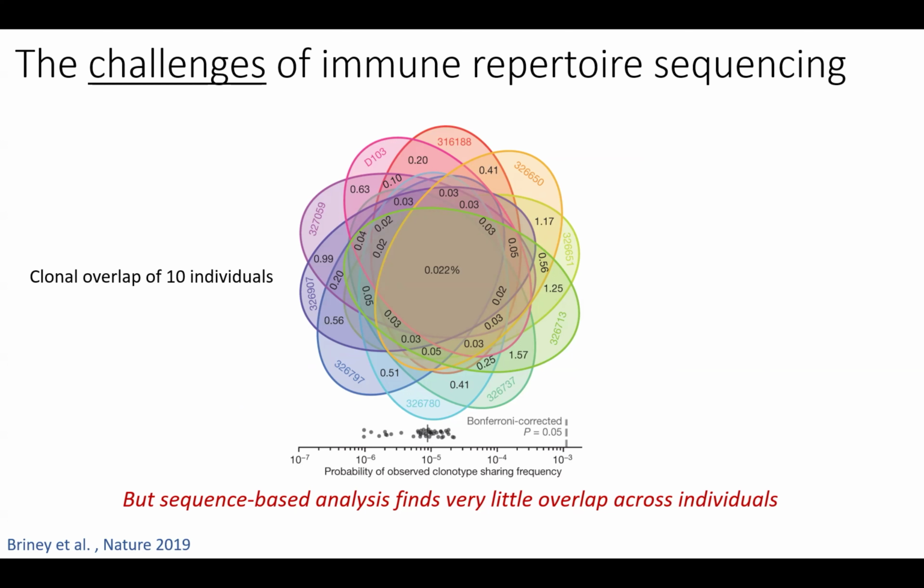And here they looked at about 10 individuals and sequenced them, and they looked at the clonal overlap. And the striking thing for me in this figure was that if you look at the clonal overlap that is seen across all 10 individuals, that fraction or that percentage is actually 0.02. A very tiny fraction of clonotypes are seen conserved across all individuals. And if you think about it, that doesn't make sense.